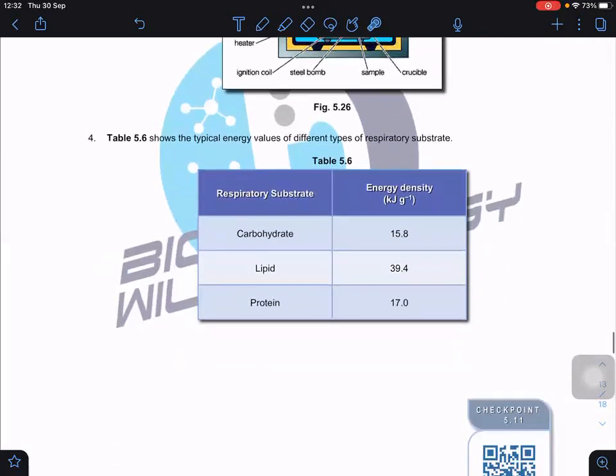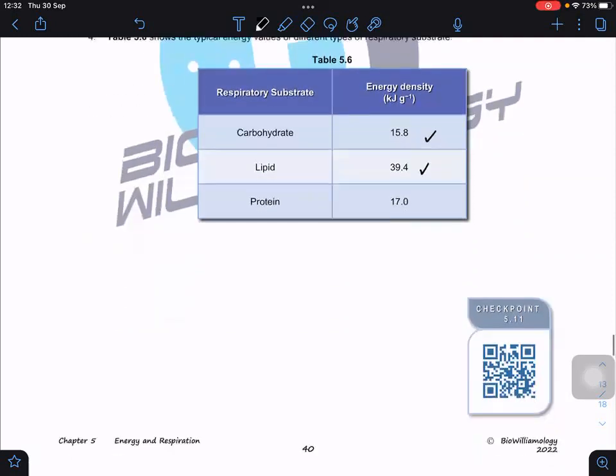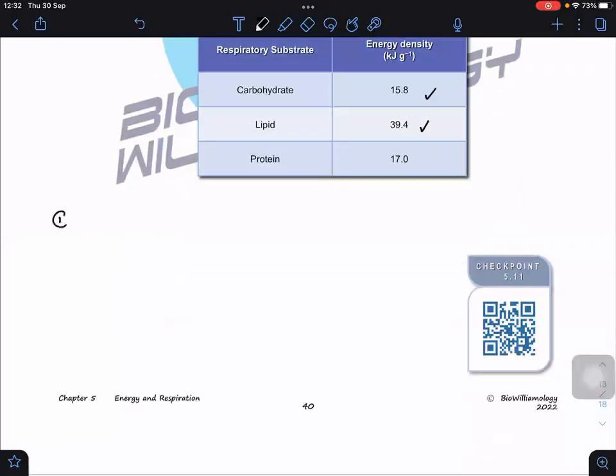This table, you have to remember at least two of them: lipids versus carbohydrates. Lipids release 39.4 kilojoules of energy per gram, compared to carbohydrates. The question always asks why. So first, why do lipids have higher energy density compared to carbohydrates?